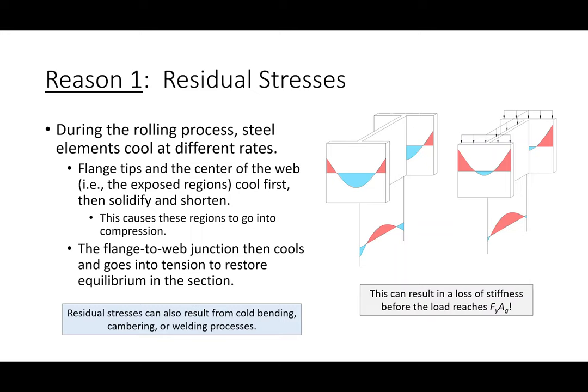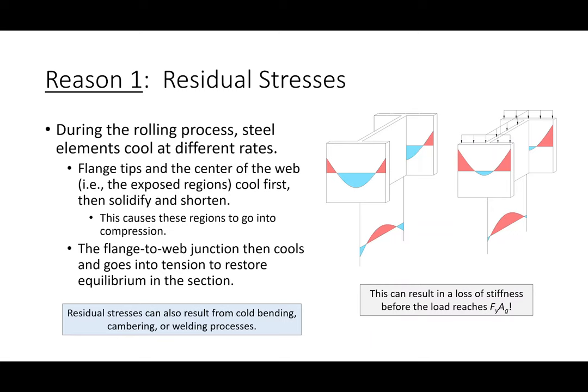Now, as you apply compressive load, these outstretched sections here are going to yield before the rest of the section does. Now, some of you are asking, well, wait, Dr. Mike, why didn't you talk about this with tension members? Are these present in tension members? Yes, they are, okay? But the difference between a tension member and a compression member is that a tension member does not present a stability problem. Tension members don't buckle, okay? This is a little bit of a different issue with a compression member, okay? So what happens is, and by the way, you can get residual stresses from cold bending, from cambering, from welding.